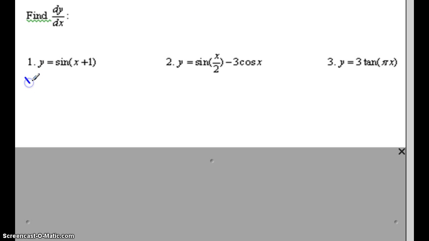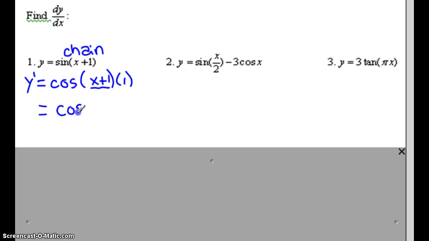All right, so for our first example, y prime, we have sine of x plus 1. The x plus 1 is the domain of sine. It's inside our sine function. So this is a chain rule problem. I'm going to take the derivative of sine, which is cosine, keep the inside the same, which is x plus 1, and then multiply by the derivative of the inside. Well, the derivative of x plus 1 is just 1. So that does not change it. So my derivative just winds up being cosine of x plus 1. Okay? Let's write that a little bit better.